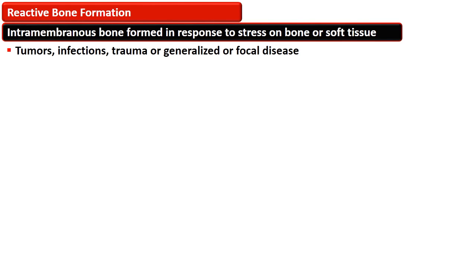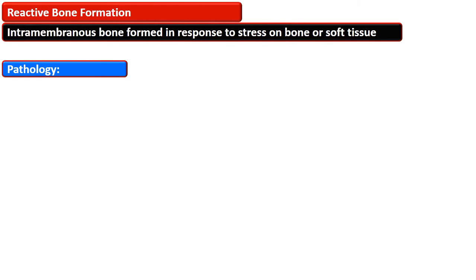Now the reactive bone formation. Reactive bone formation is the intramembranous bone formed in response to a stress on bone or soft tissue. It is derived from the periosteum or endosteal tissue of the marrow. The conditions in which this is formed are tumors, infection, trauma, or generalized or focal diseases.